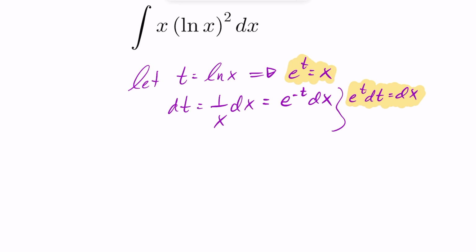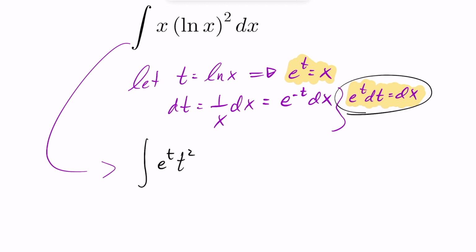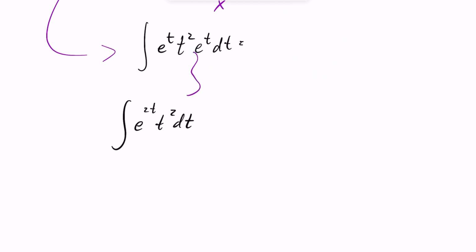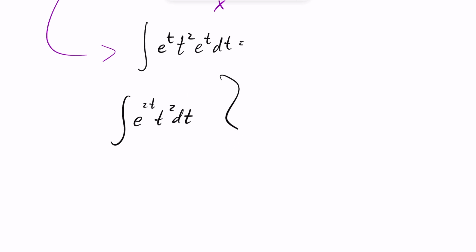So this integration now becomes the integral of, it's not an x anymore, it's e to the t. And I can replace the ln of x with a t. That becomes t squared. And I can replace the dx, as we saw right here, with e to the t dt. So this becomes the integral of e to the 2t t squared dt. Now this becomes a perfect example of a question that you'd want to use integration by parts on. So I'm going to go ahead and do integration by parts here.